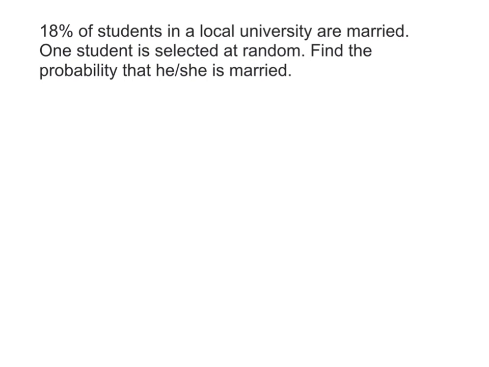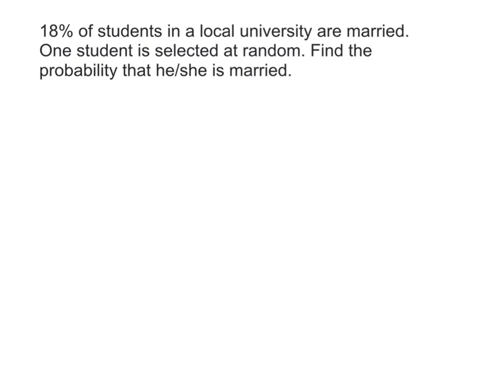18% of students in a local university are married. Now, one student is selected from this university at random. What is the advantage of knowing at random? That means all of them have equal chance of being selected, and that makes it a classical probability. So keep that in mind. Now, find the probability that the student selected is married.